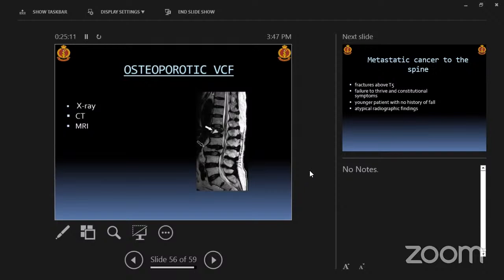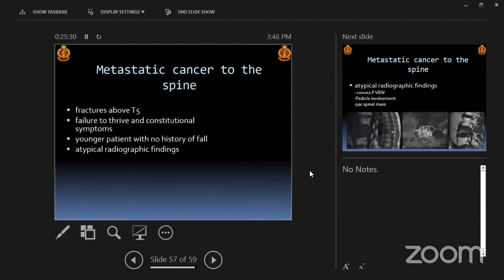But we ask for MRI to assess whether the fracture is old or new. L3 is an old fracture, not in a high signal. L1 is in a high signal, so this is a new fracture, you need to treat. This is an old fracture, you don't need to treat. So MRI is important.